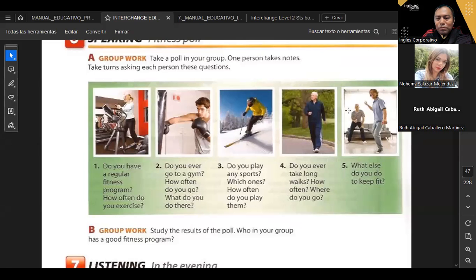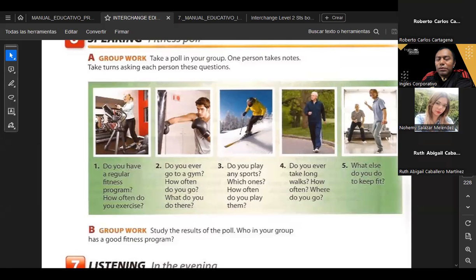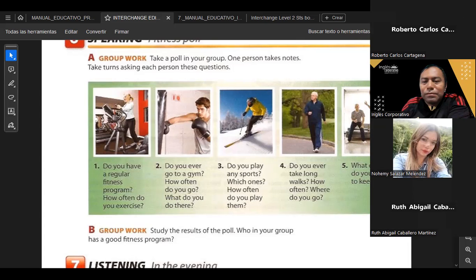Hi, Ruth Abigail, how are you? Hi, teacher. Hello, I'm fine, how are you? It's not cold there where you live? Hello, Robert. Yes, Noemi. No, yo no he hablado, teacher. Ah, okay. Hello, teacher. Hello, Robert. How are you? I'm fine. And how are you today? Fine. Everything good so far. Here working. Okay, that's nice.